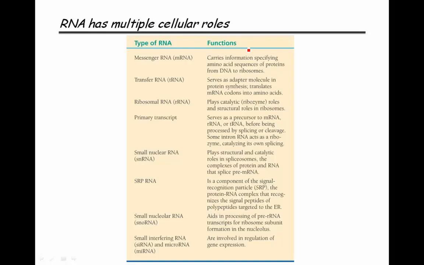We have a few other types that are listed here: snoRNAs, small interfering RNAs, microRNAs. We didn't talk about those, but hopefully this table is showing you that we have a lot of different RNA types. And these different RNA types have different roles inside the cell. This is not an exhaustive list of RNA types.